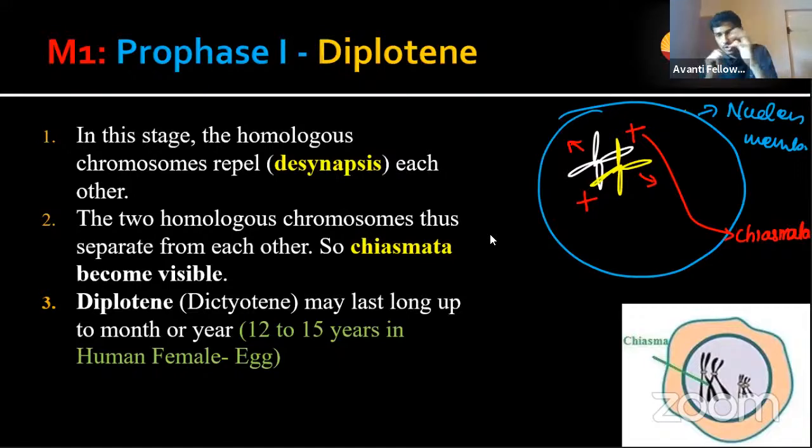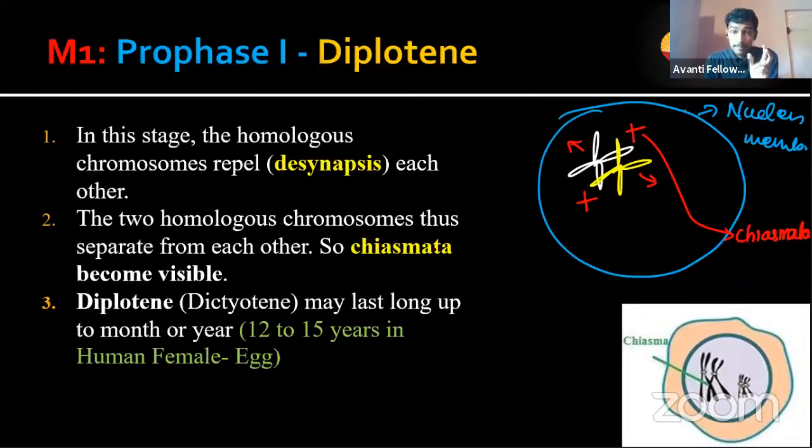I will ask one question here. I told you chiasmata will start to become visible. Can anybody tell me in which stage the chiasmata formation happened? Simple. I'm asking in which stage chiasmata formation happened. I'm not asking prophase, dude. I'm asking about the stage within the prophase. Which stage?